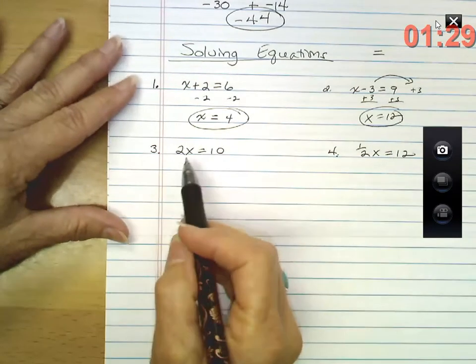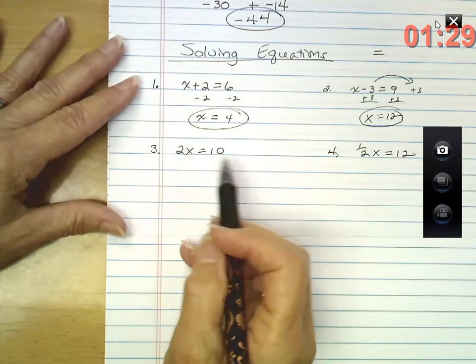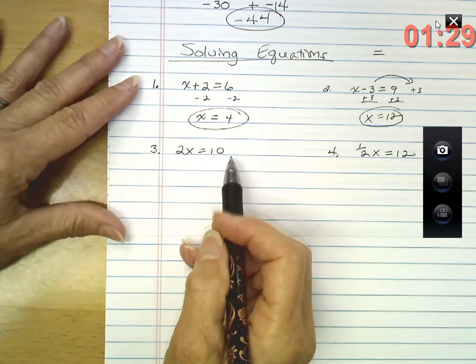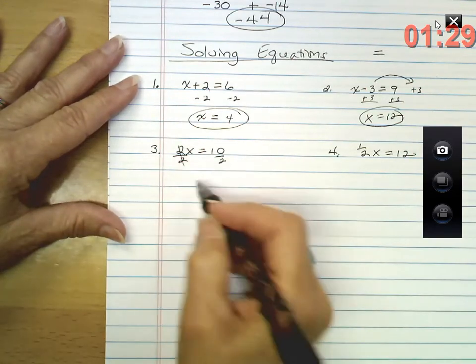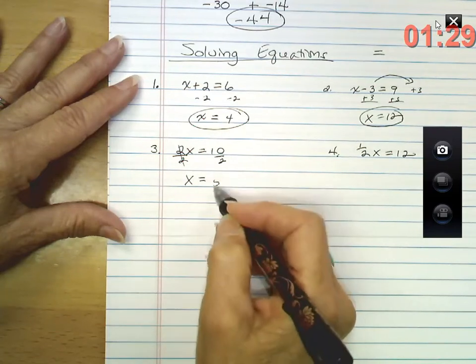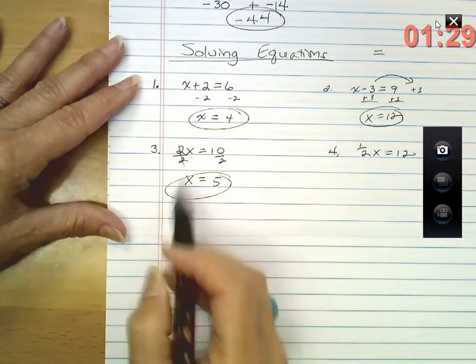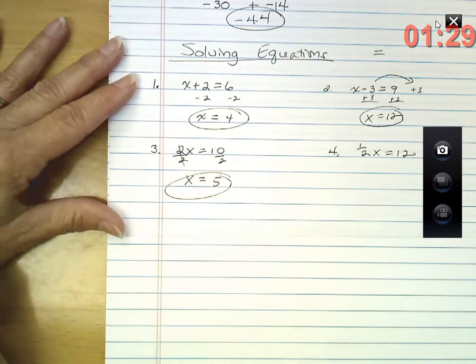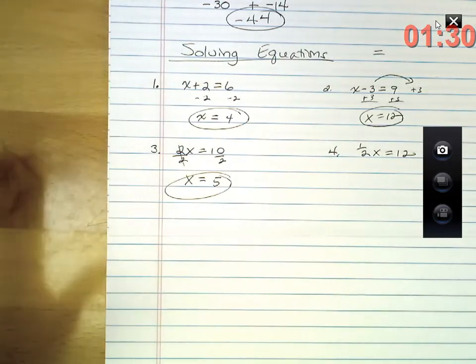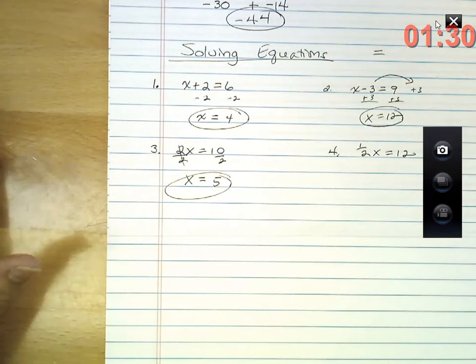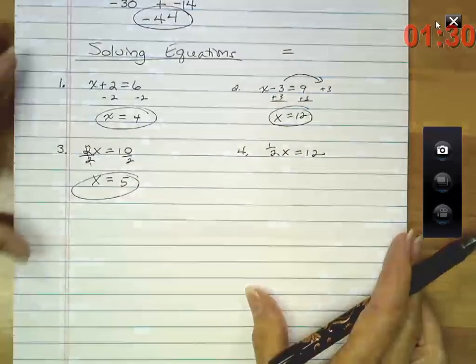This one, 2 times x equals 10. So we do the opposite, or we divide by 2. That gives you an x, and this gives you a 5. Check it. 2 times 5 does equal 10. That's the good thing about equations, is that you can check every single one of them and know if you have your answer right or not, if you take the time.